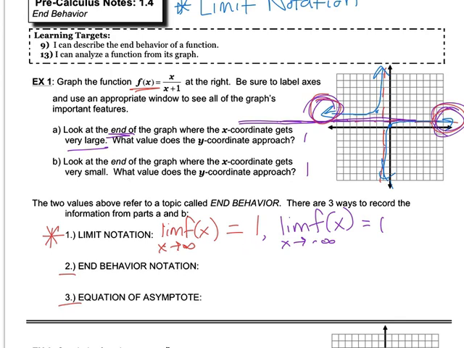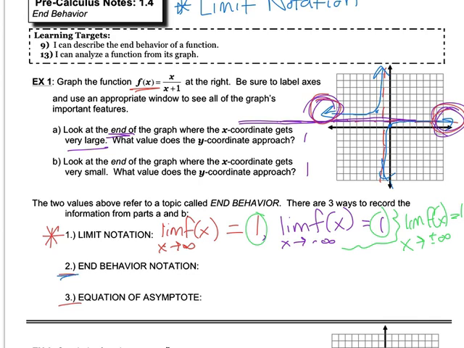Now, because these limits are the same, I could have written that all as one limit. Let me try. I'm going to be short on space, but I could have written that as the limit of f of x as x approaches positive and negative infinity. So you can write it all as one limit only if they're the same on both ends, and then I would write equals 1. So that is limit notation. There's two other ways to represent that exact information.